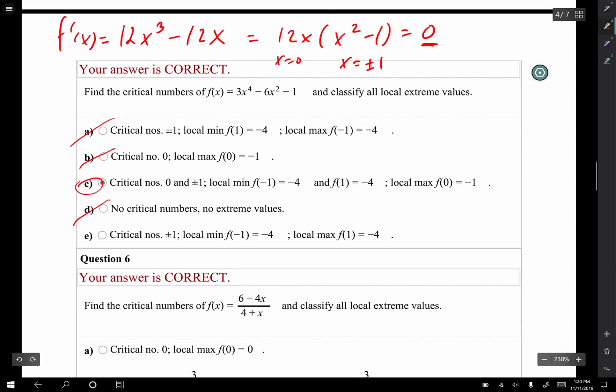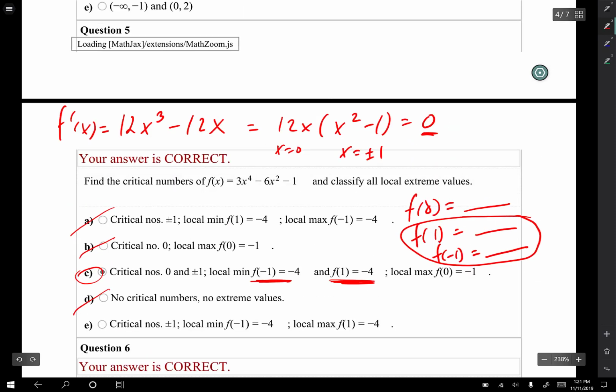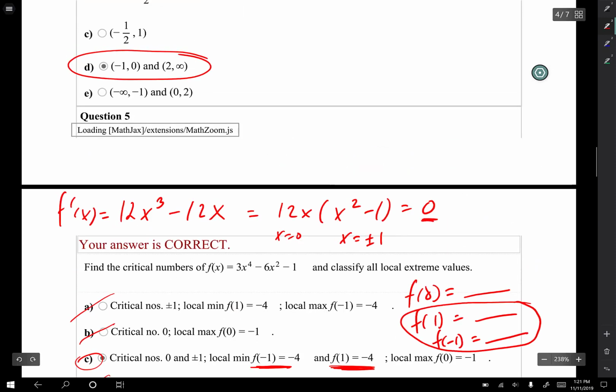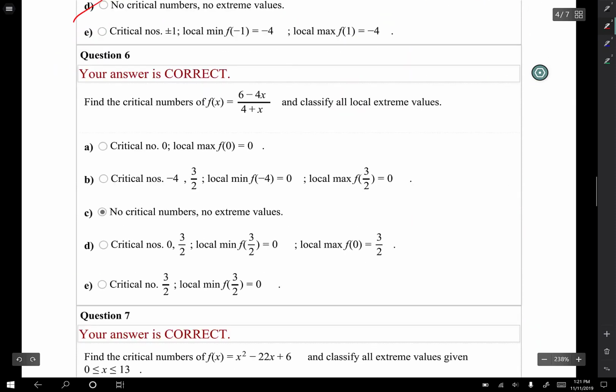So what you do is find f of 0, give me what that number is. Find f of 1, give me what that is. And find f of negative 1. Because it's symmetric, these two here that I'm circling are going to be the same number. So f of negative 1 is negative 4, and f of 1 is negative 4. And just plug in a 0 into the original, and you'll get that number, negative 1. See right here. F of 0 is negative 1. So there it is. Let's go to the next one.